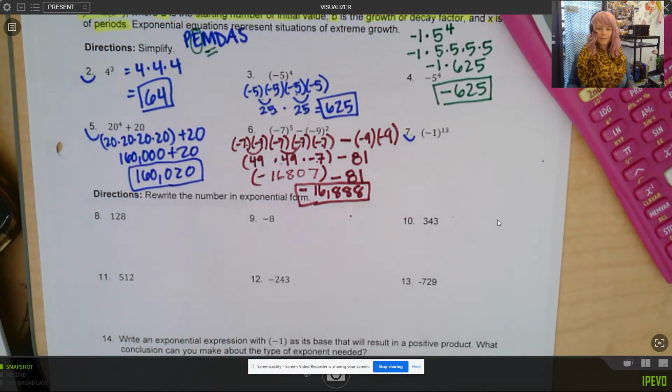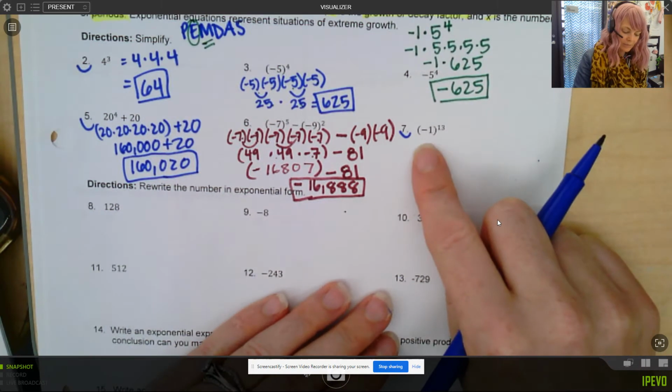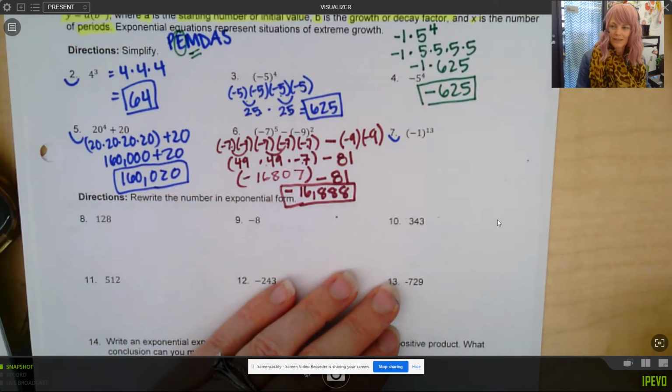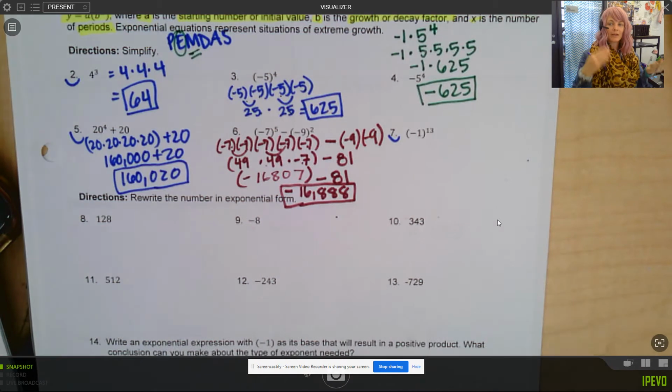Really nice work. Number 7. When you got to number 7, you didn't have to expand out -1 13 times, but maybe you did, and that's totally fine. Remember, 1 times 1 is 1. -1 times -1 is +1.